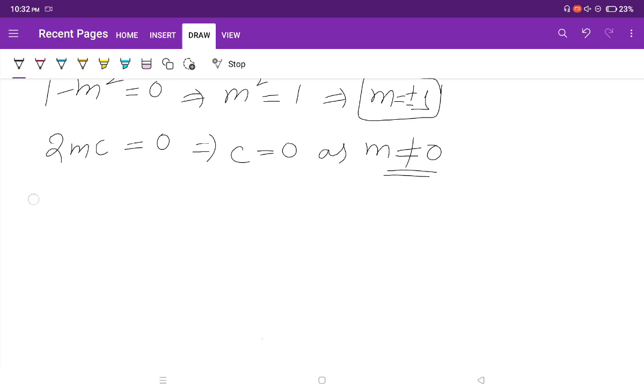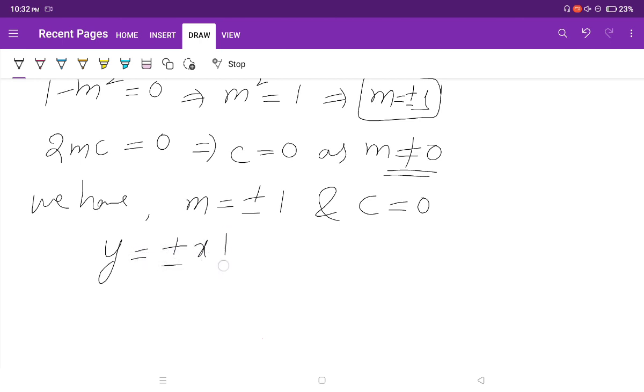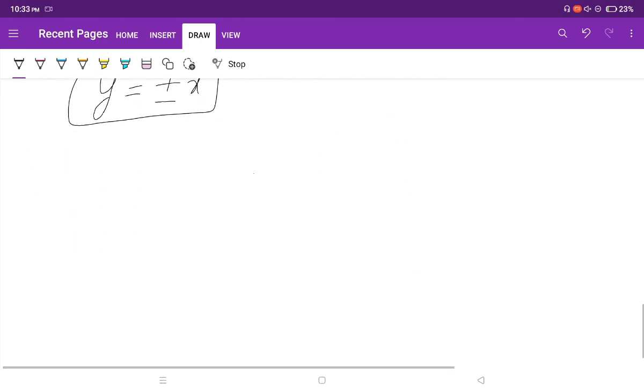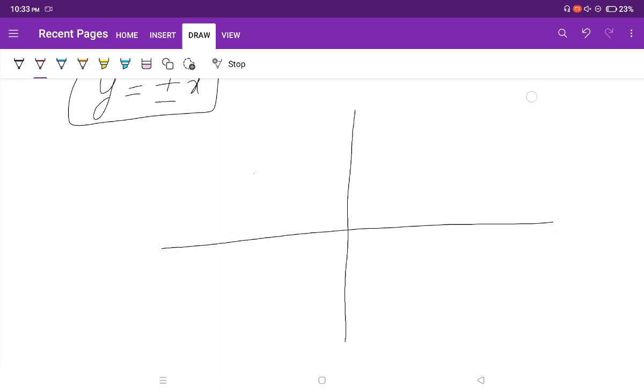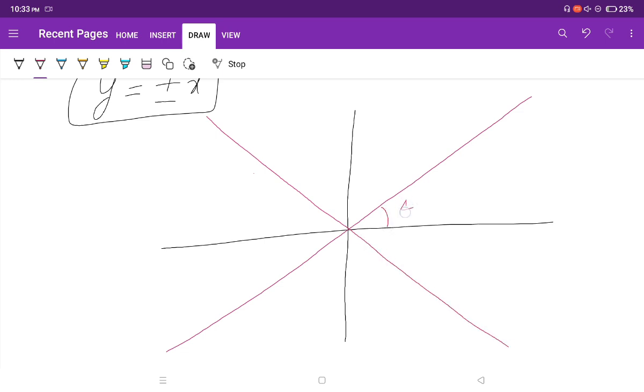So what do we have here? M equals plus minus 1 and c equals 0, which gives the asymptote set y equals plus minus x, which are nothing but two straight lines, right, with slope 45 degrees and passing through the origin.